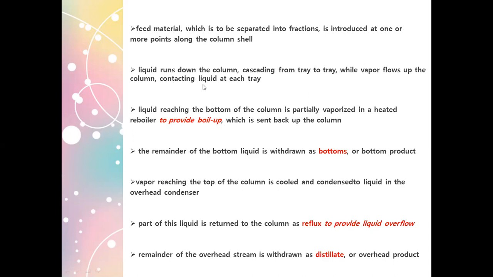Now, the liquid runs down the column, cascading from tray to tray or stage to stage, while the vapor flows up the column, contacting the liquid at each tray.